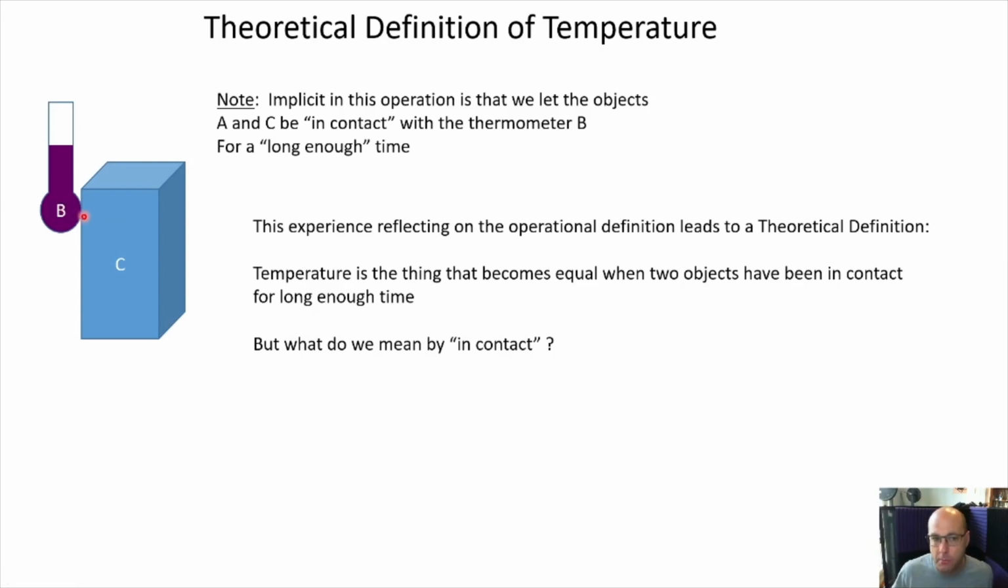We know they have to be in contact for long enough. We assume that the temperatures become equal when they're in contact for long enough. And so we sort of invert the discussion and say, okay, if you can find a thing that becomes equal when two objects have been in contact for long enough, that's the temperature.